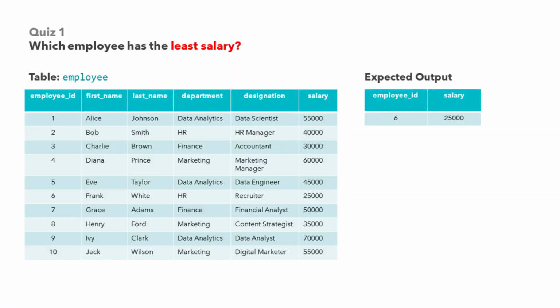It's quiz time. Now it's time for you to practice what you have learned so far. Quiz 1. Which employee has the least salary? Take a minute and think, how will you solve this? Pause this video and practice on your own before going to the solution.